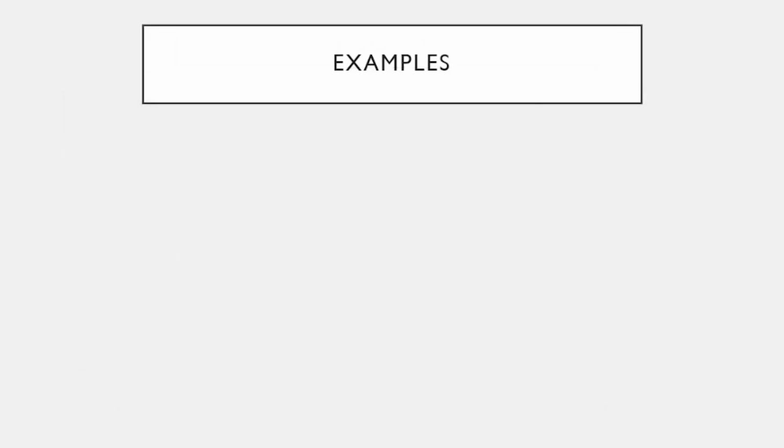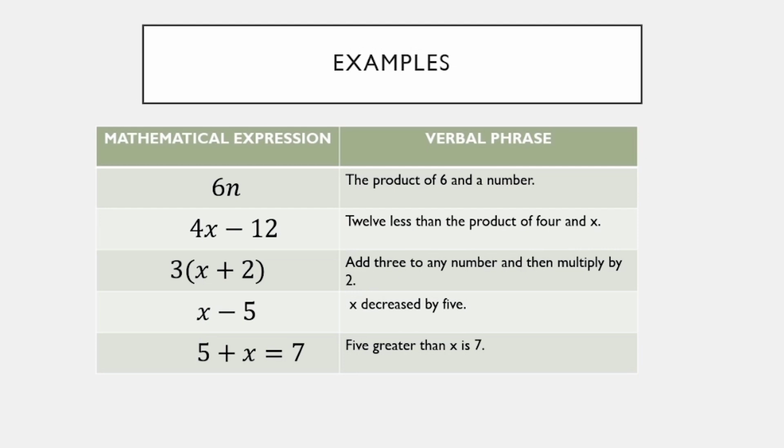Here are also our examples, from a mathematical expression to a verbal phrase. 6n, the product of 6 and the number. 4x minus 12, if we translate it into a verbal phrase, can read as 12 less than the product of 4 and x. 3 times the quantity of x plus 2 can read as, in a verbal phrase, add 3 to any number and then multiply by 2. x minus 5, x decreased by 5. 5 plus x equals 7, 5 greater than x is 7.